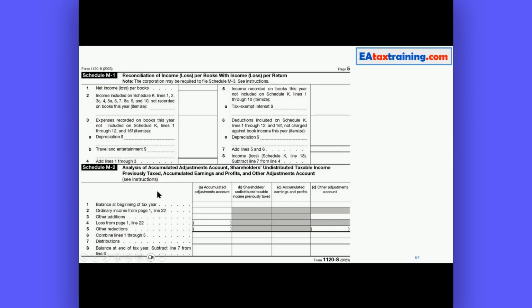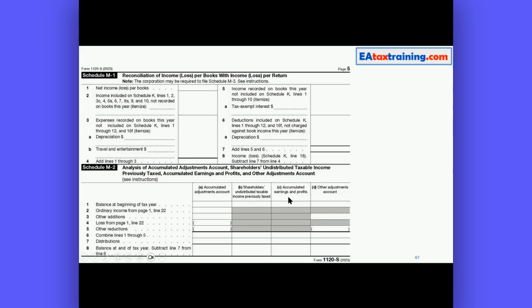Then we've got Schedule M2. So M2 only needs to be filed if the company used to be a C Corp. So all of the items here are going to be items that are holdovers from the C Corp or that we're only tracking because we used to be a C Corp. So you've got the accumulated adjustment account. So we already talked about that. That is going to show the S Corp earnings. So then you have the shareholders' undistributed taxable income that was already taxed, that was previously taxed.